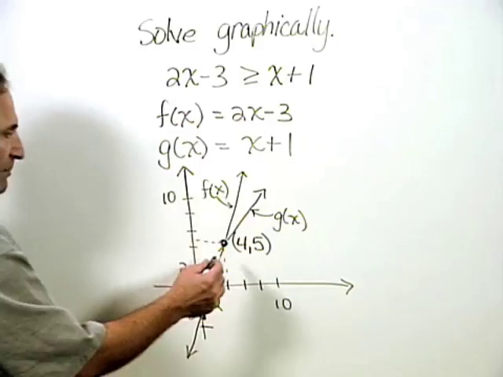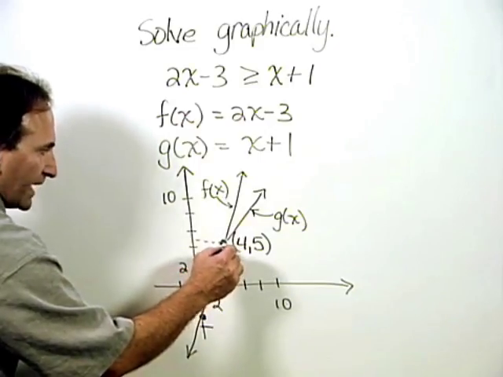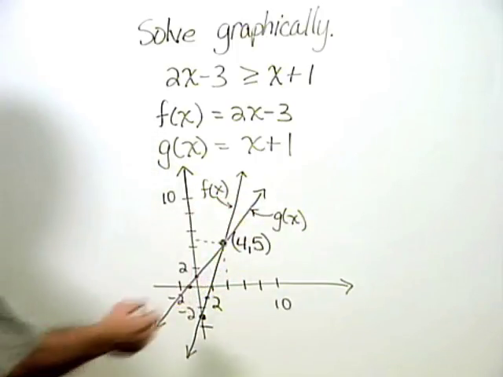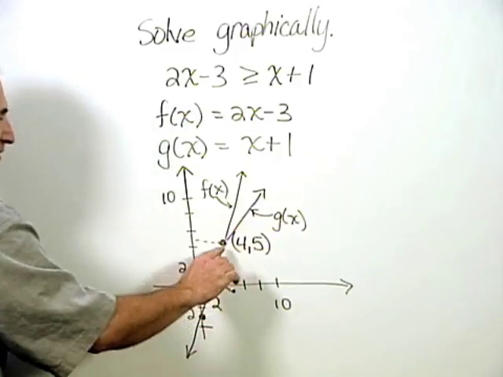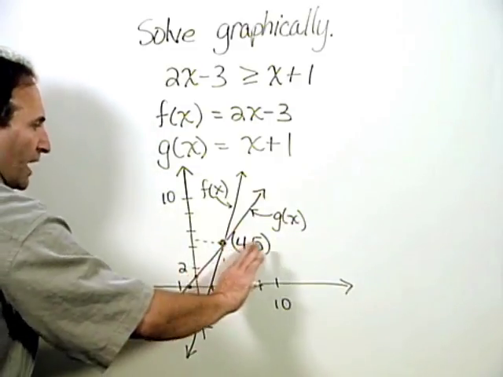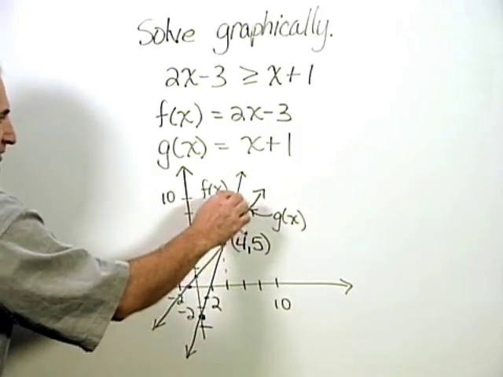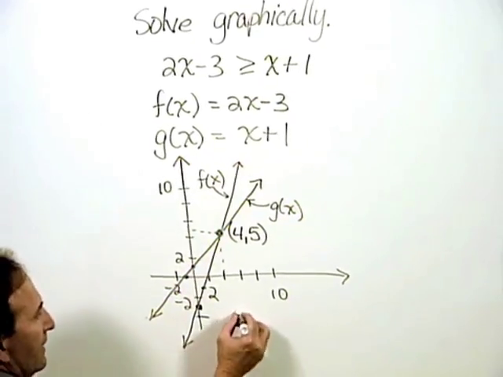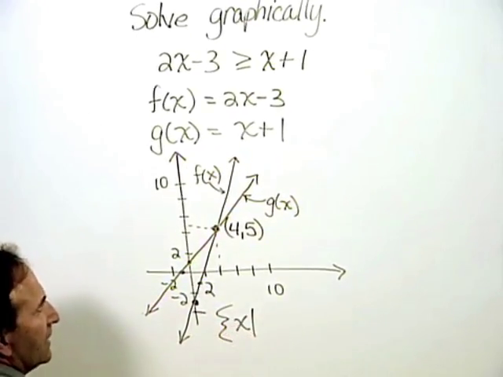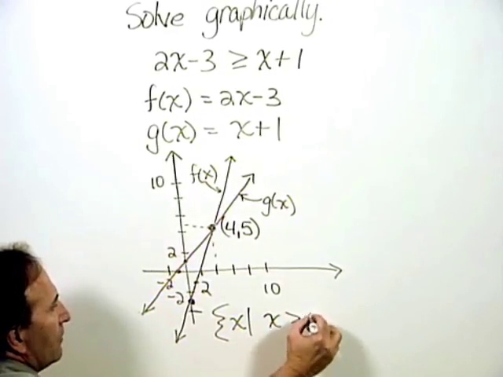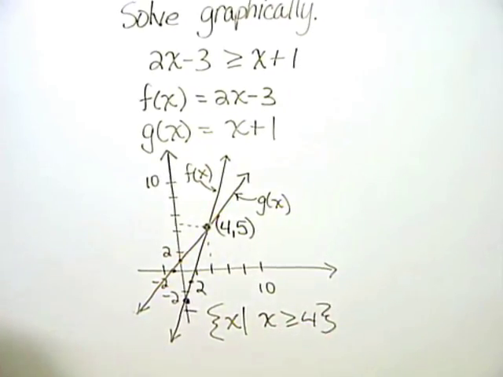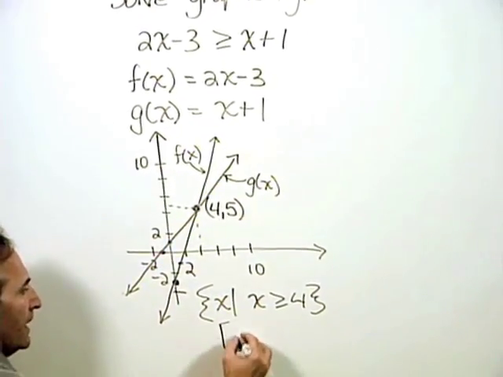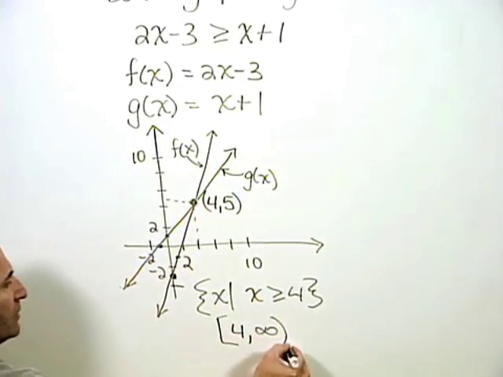We can, or not only above, but when is it actually equal to it, which is right here at the point 4, 5, and when is it above it? And of course, that would be for all of the x values starting at 4, where it's equal, and going out to infinity, where it actually is greater than. And so we would write that our solution set is the set of x such that x is greater than or equal to 4. And in terms of interval notation, we would write it as including 4 going up through infinity.